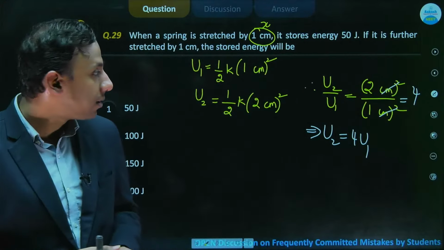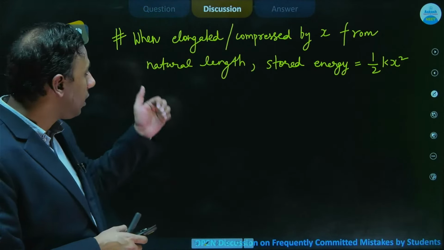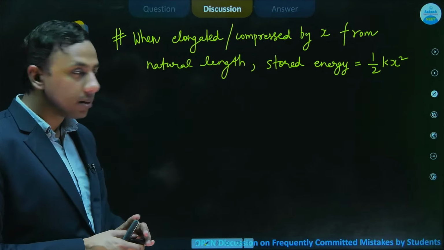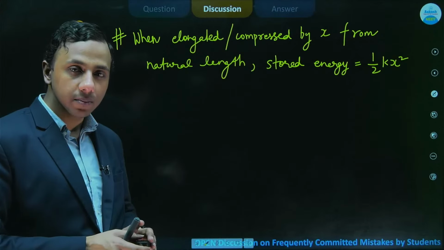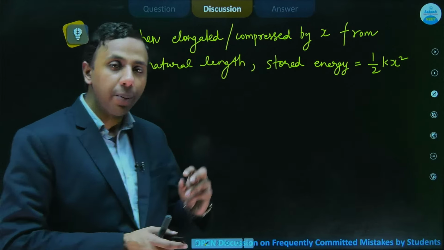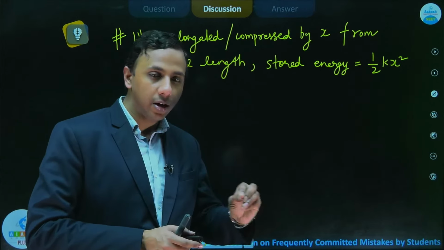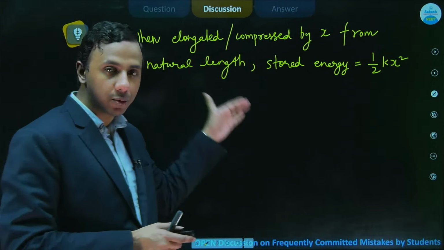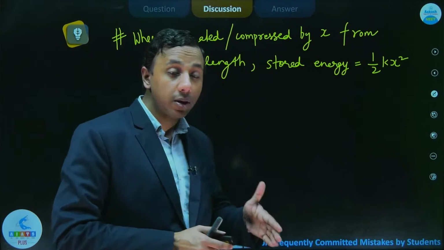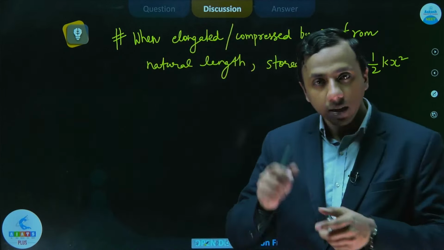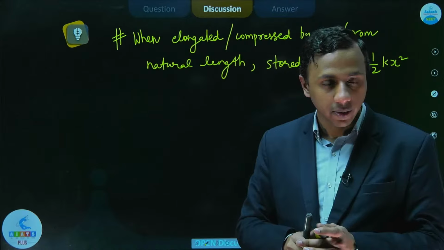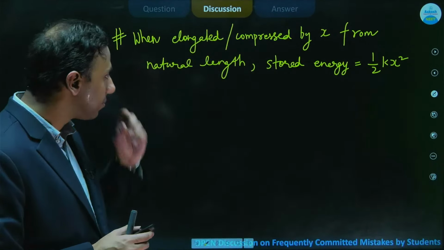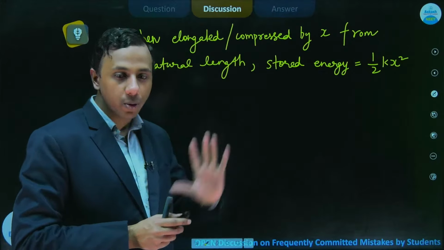So please remember, whether you are elongating the spring by X or compressing the spring by X, the total stored energy in the spring is equal to half K X square, provided you are stretching or elongating it from the natural length position. If it is not the natural length position, then from that position, if you are stretching or elongating, the expression is going to be different, but from the natural length position, this will be the expression.